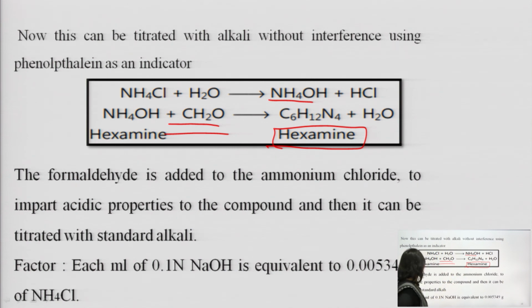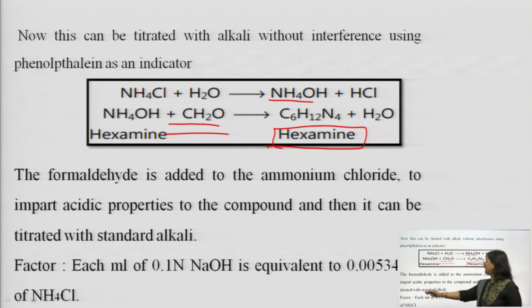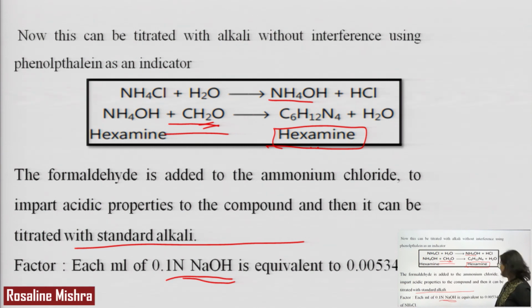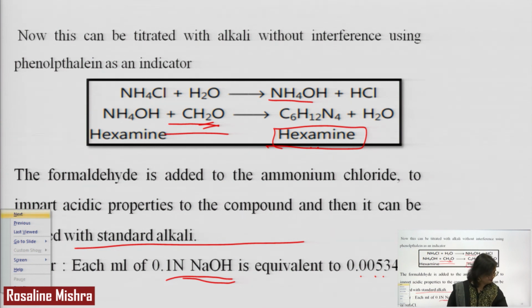The formaldehyde is added to the ammonium chloride to impart acidic property to the compound, and then it can be titrated with the standard alkali. So, first ammonium chloride is dissolved in water and converted into ammonium hydroxide. This is then fixed by formaldehyde into hexamine. This acidic hexamine is then titrated with 0.1 normal sodium hydroxide, which is equivalent to 0.005349 gram of ammonium chloride. Clear, all of you?